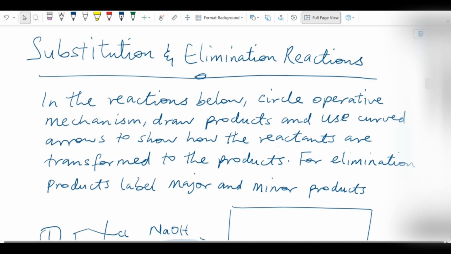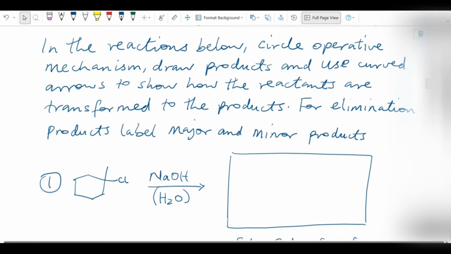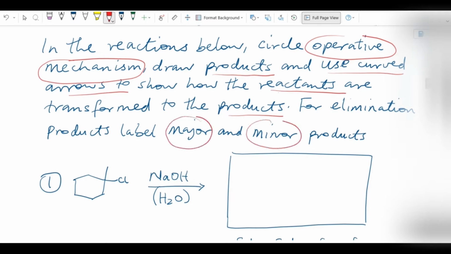So this section is about substitution and elimination reactions. And this question asks us to do a couple of things. First, we are asked to determine the operative mechanism, or the prevailing mechanism, in this reaction. We are equally asked to draw the product of the reaction and also use curved arrows to show how the reactants are converted into products. In other words, we are asked to draw the mechanism for these reactions. And lastly, if we want to draw the product for elimination reactions, we are asked to determine both major and minor products.